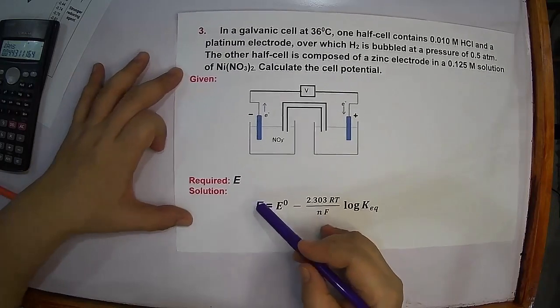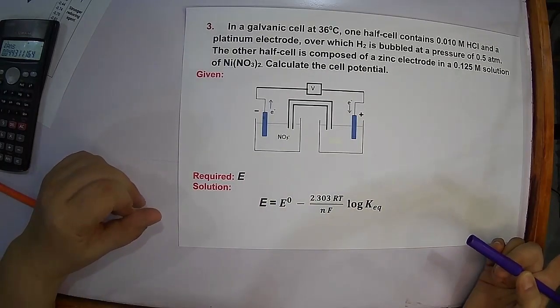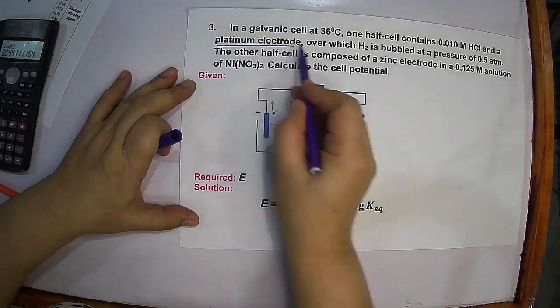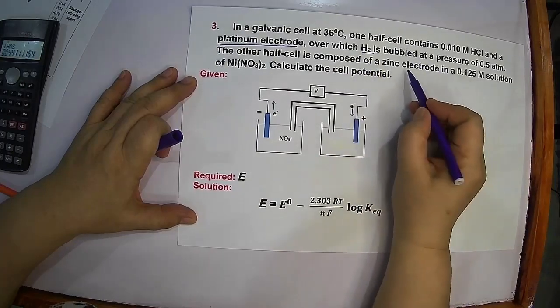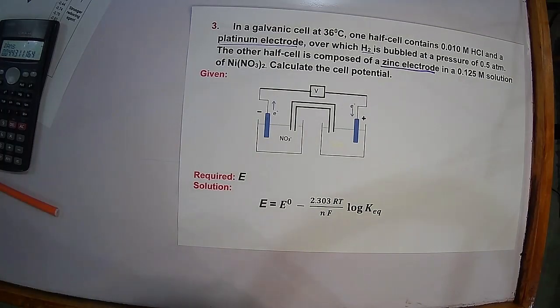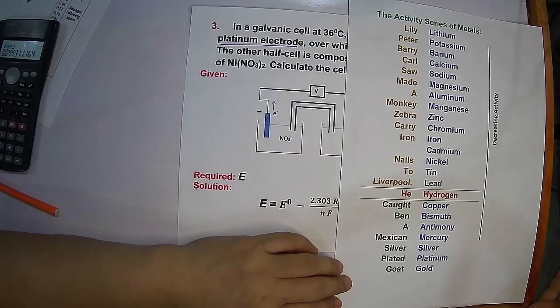So you are given a platinum electrode here where hydrogen is bubbled. Of course, that is a gas. And you have a zinc electrode. Again, referring to your activity series of metals, which should be at the anode and which should be your cathode.